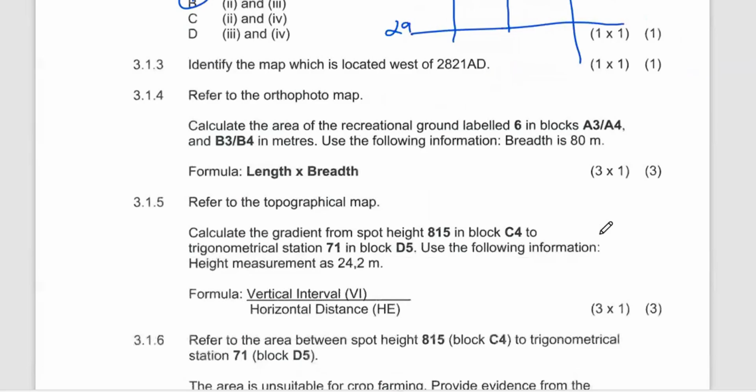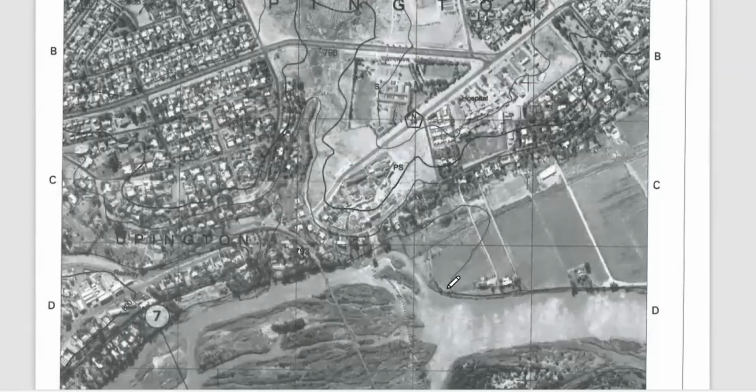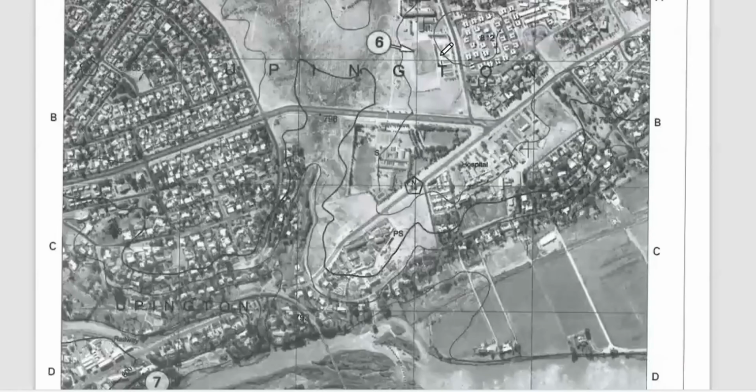Right, we move on to the next question. Refer to the orthophoto map. Calculate the area of the recreational ground labeled 6. Let's check on the area labeled 6 on the orthophoto map. We have this recreational ground, this one here. This is the area that we want. The question is saying calculate the area of the recreational ground labeled 6 on the orthophoto, in blocks A3, A4 and B3, B4, in meters.